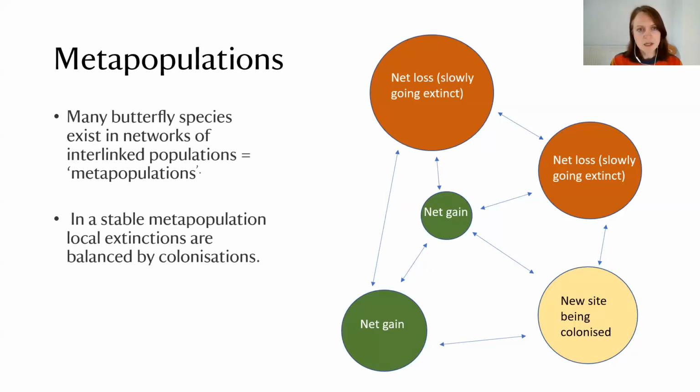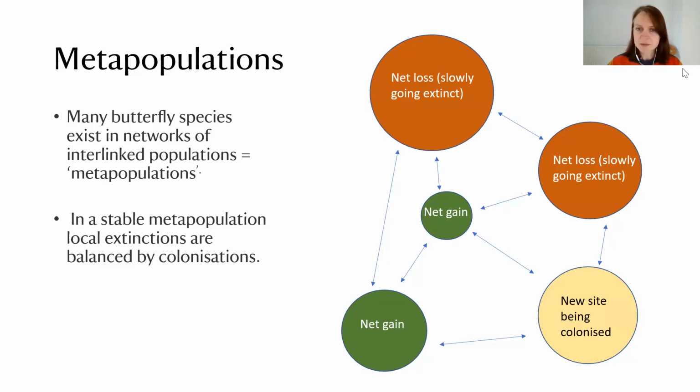So in a stable metapopulation, some of these little populations might be going extinct, just through natural processes, nothing in particular to worry about, because often they're balanced by colonizations. So if you look at the diagram on the right, think of these as habitat patches maybe. We've got two at the top, which are slowly losing individual butterflies. So there's a net loss in those little habitat patches, and the populations within them are slowly going extinct.